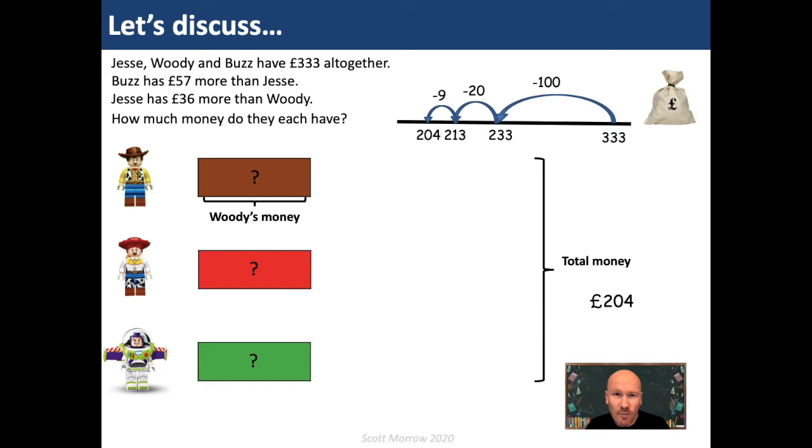That £204 needs to be shared out equally between those 3 equal parts. I can't do that in one go, but I can see that I've got enough to put 60 in each box. Now you might choose a different amount to start with. You might start by putting 10s, you might start by putting 50s. I'm going to start with 60.